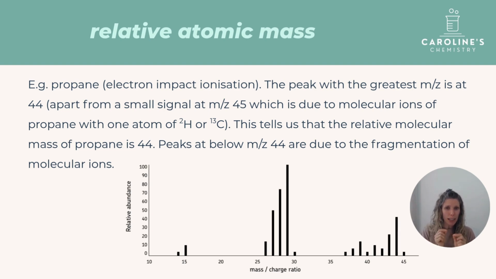The ones that are shifted up by 1, for example, the peak at 45, that's because naturally occurring, we have different isotopes of hydrogen and carbon that are much less common than your normal isotopes of hydrogen and carbon. So we can have an isotope of carbon that is hydrogen-2 or carbon-13. And usually if you see a small peak that is 1 up from the molecular ion peak, it's because we have a hydrogen-2 or a carbon-13 in that structure.